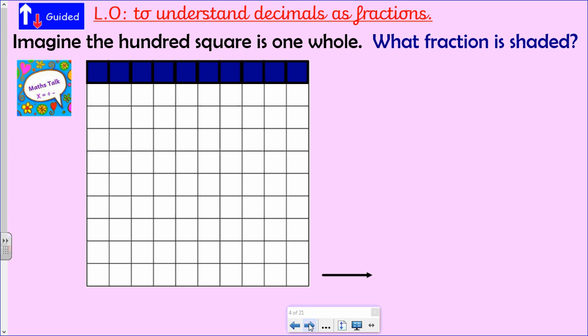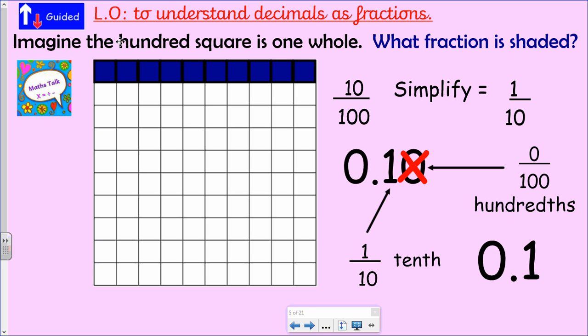So same thing, talk to your fish this time maybe. Talk to a teddy bear, whoever you've got there, that you can just say this fraction to. So imagine again, our 100 square is one whole. So what fraction of the square is shaded? So think about this being one part that's shaded in. Okay, so what fraction is shaded? Okay, I'll show the answer slide now, so make sure you've had a little think to yourself.